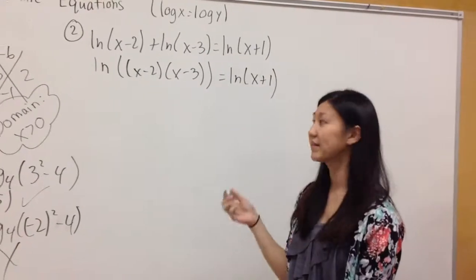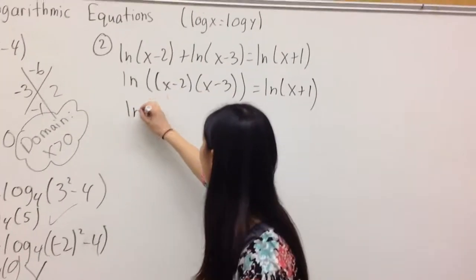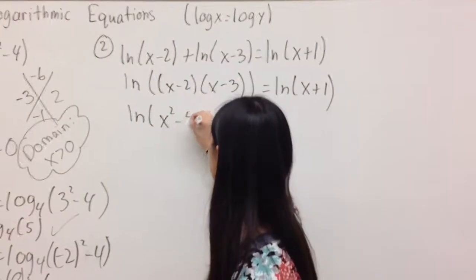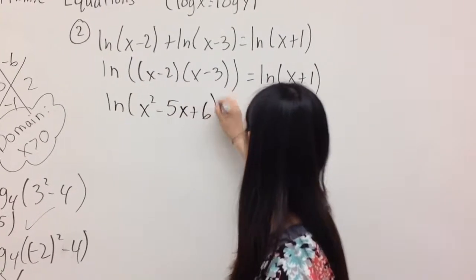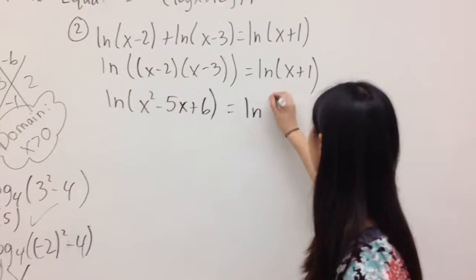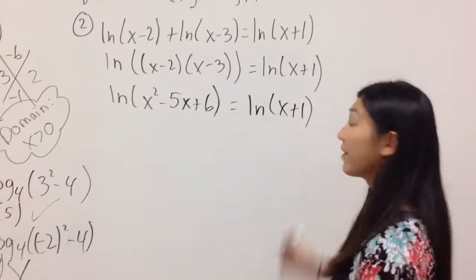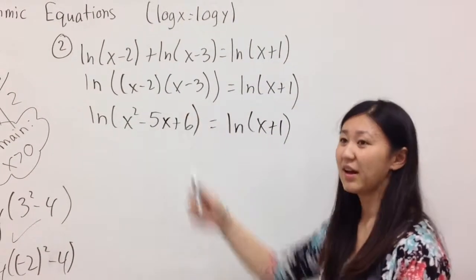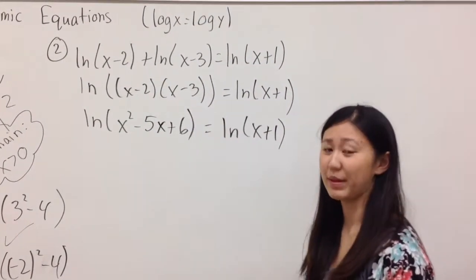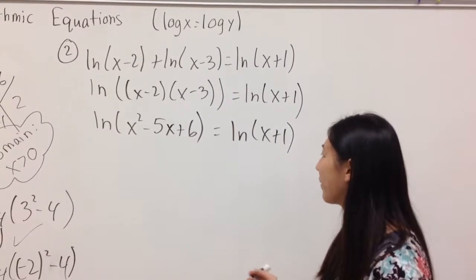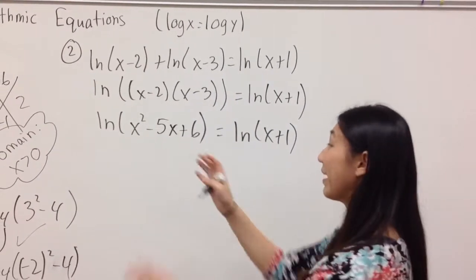So we multiply these together. We're going to get ln of x squared minus 5x plus 6 is equal to ln of x plus 1. If you're confused about how to multiply that, look at one of my earlier videos, multiplying polynomials, and hopefully that will help you out. So now we have our goal.